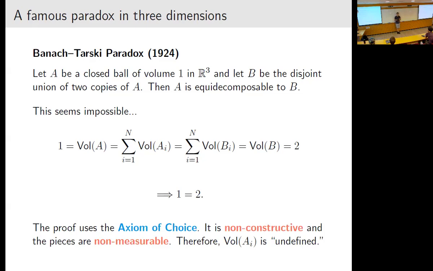Important thing about this proof, it uses the axiom of choice, and so it's non-constructive. So it just shows it exists if you believe the axiom of choice, but it doesn't show how I could construct these pieces. It's purely an existence proof.